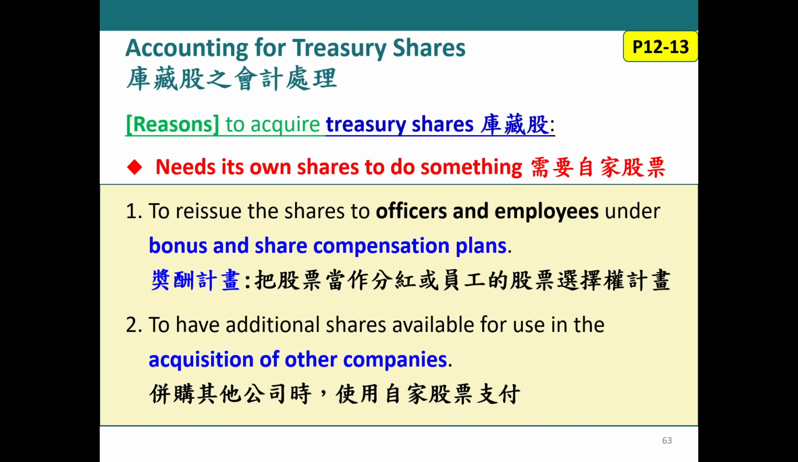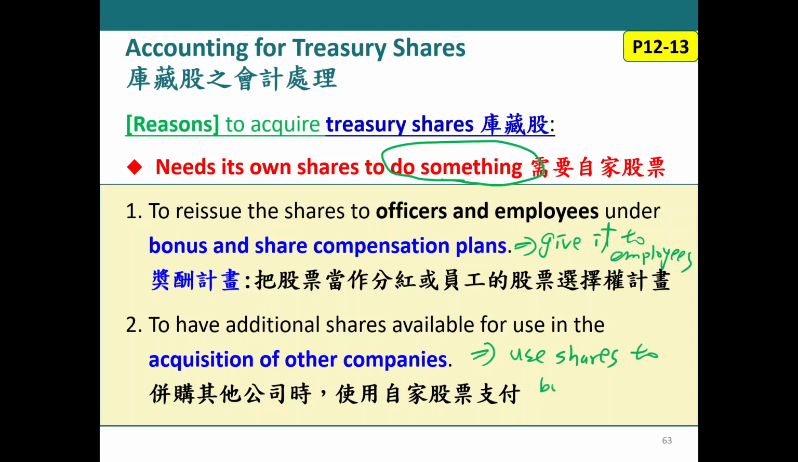Second reason why you need your own shares to do something. First is to give it to your employees. Second is to use it to buy other companies. Acquisition of other companies means using shares to buy other companies. So do something. Do what? Give it to employees. Use shares to buy other companies.